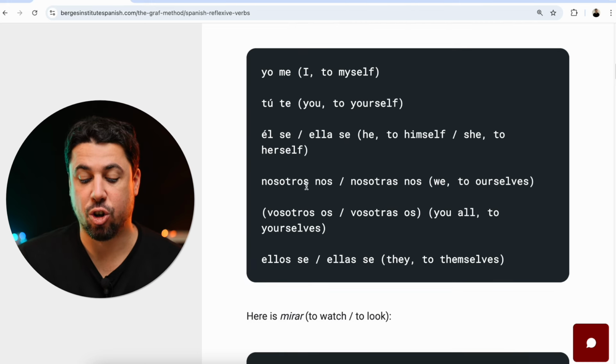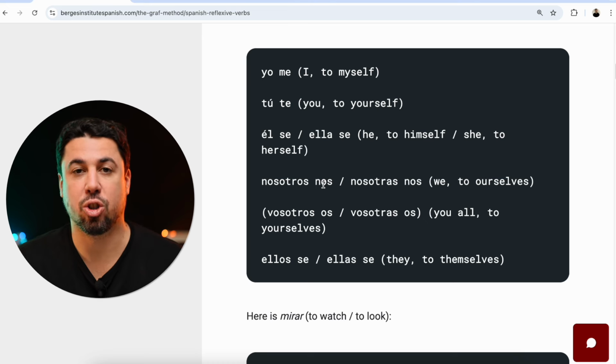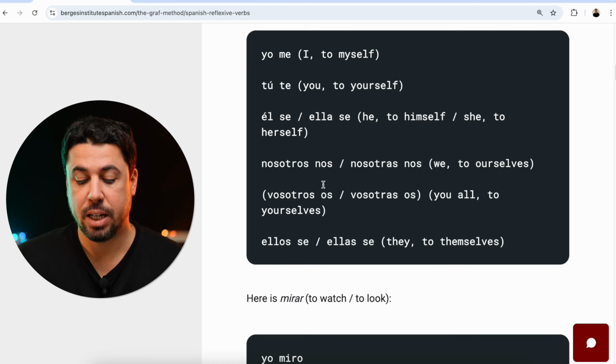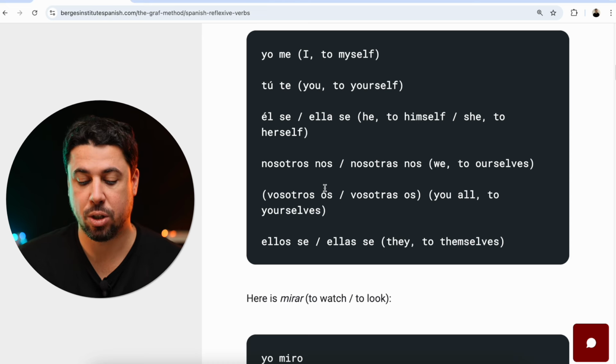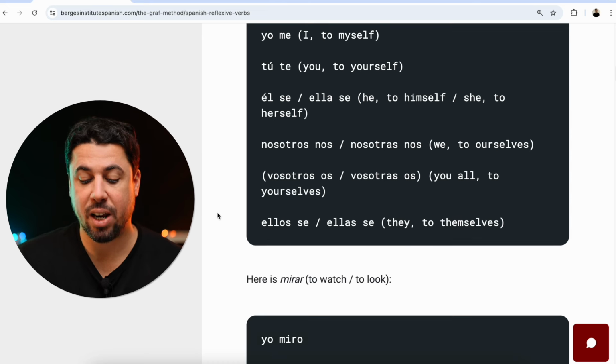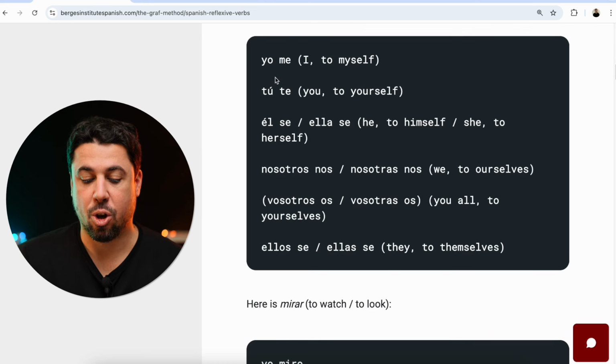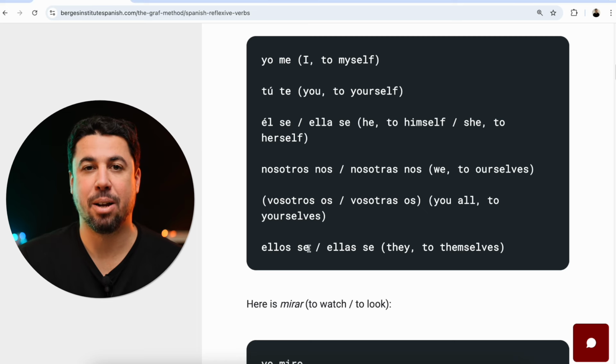First person plural, nosotros, nos, or nosotras, nos. Second person plural, vosotros, os, or vosotras, os. And third person plural, ellos se or ellas se. So the 6 reflexive pronouns, 5 really because one of them is repeated, are me, te, se, nos, os, se.